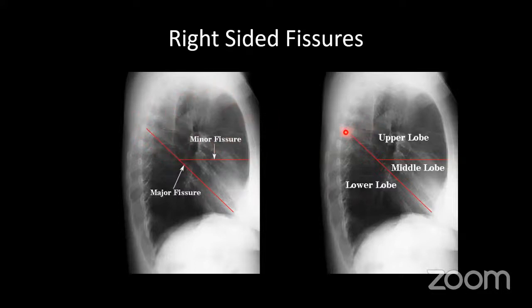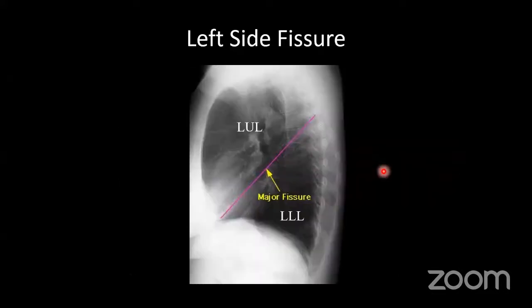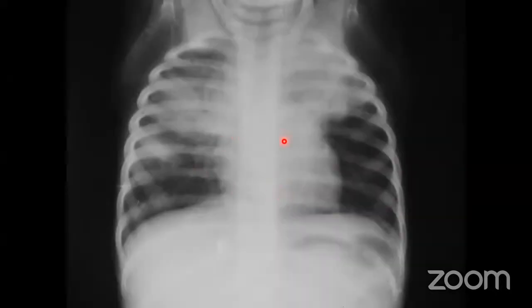And above this minor fissure and part of the major fissure is the right upper lobe. Same on the left side, from the T2 vertebra to the anterior end of the sixth rib. The part above is the left upper lobe, and the part below is the left lower lobe. So with this, again, this is the airspace pneumonia, lobar pneumonia.